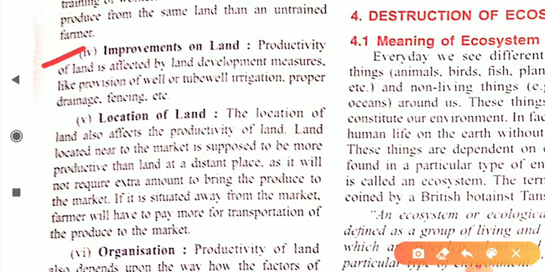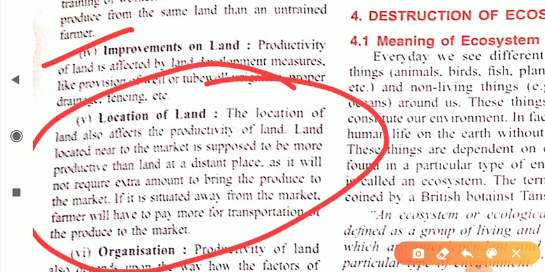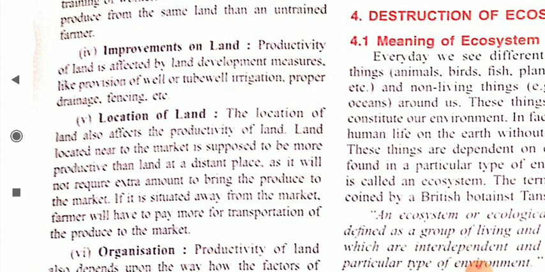Next point is improvement of land. Dear student, productivity of land is affected by land development measures like provisions of well or tube well irrigation, proper drainage or fencing, etc. So that's why improvement of land is also necessary for good productivity. Next is location of the land. Location of the land also matters. Like I gave you the example of plain states like Haryana and Punjab, and also the example of hilly mountain states and Rajasthan, where we have desert. So the location of the land also matters for its productivity.